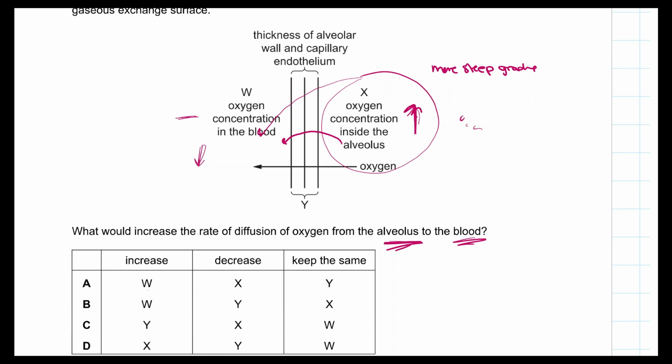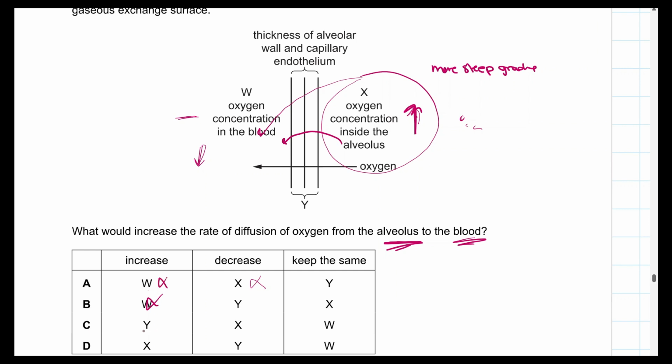So let's see the suggestions that we have here. For A, increase in W and a decrease in X. This is not what we want. We want an actual increase in X. Therefore, this is incorrect. For B, an increase in W and a decrease in Y, and keep X the same. Now this is incorrect. We want an increase of X, not W. Therefore, these are incorrect.